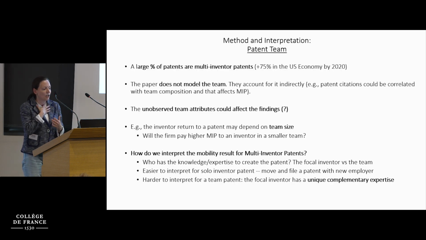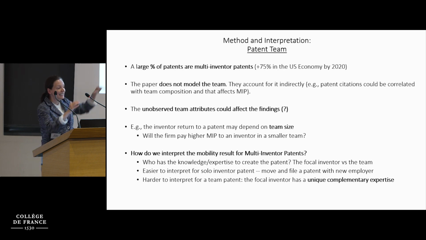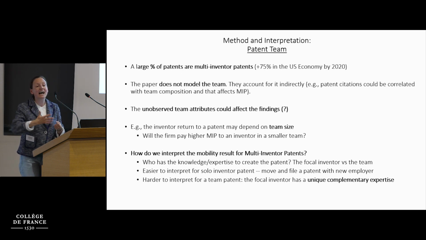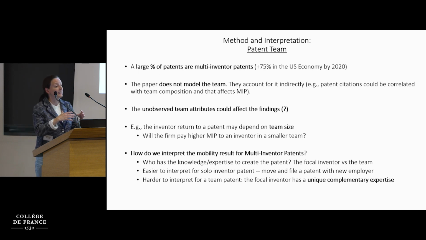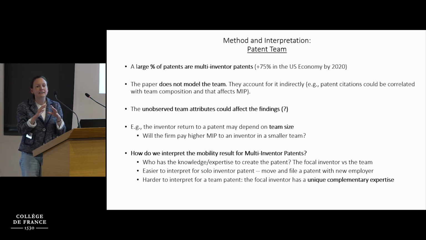Now, my second comment relates to the team. The paper is wonderful, but the paper doesn't talk about the team of inventors in a patent. It doesn't model the team. Indirectly, the team matters because, for example, they find that if the patent has more citations, the inventor is going to get a higher return. And if a patent has more inventors, it's more likely that you're going to have more citations. So it's there indirectly, but I think we need to think more carefully about what is the role of the team.